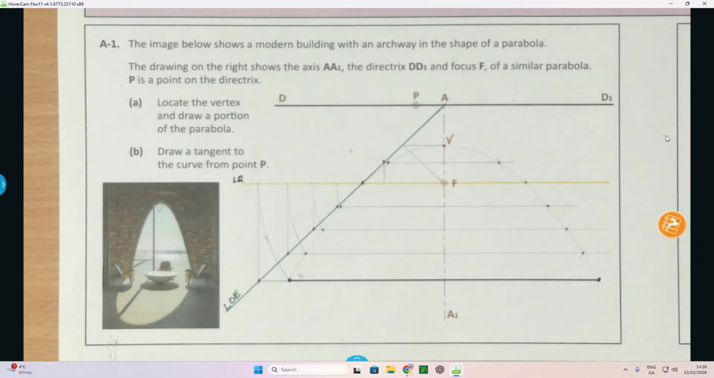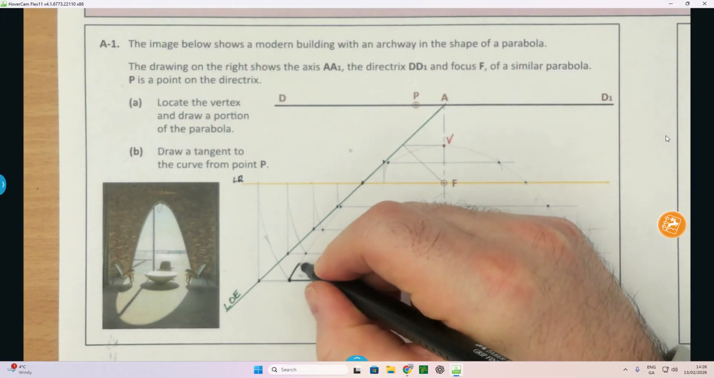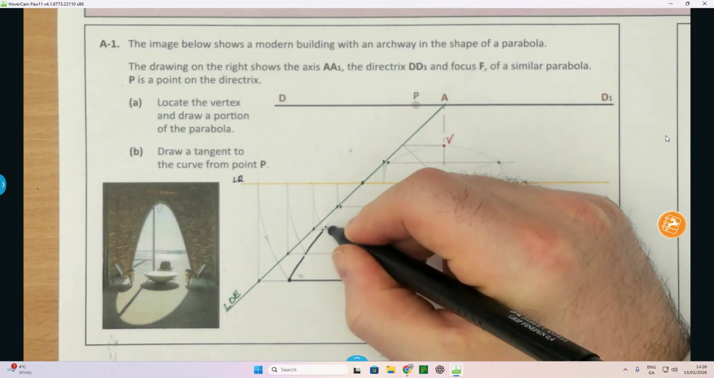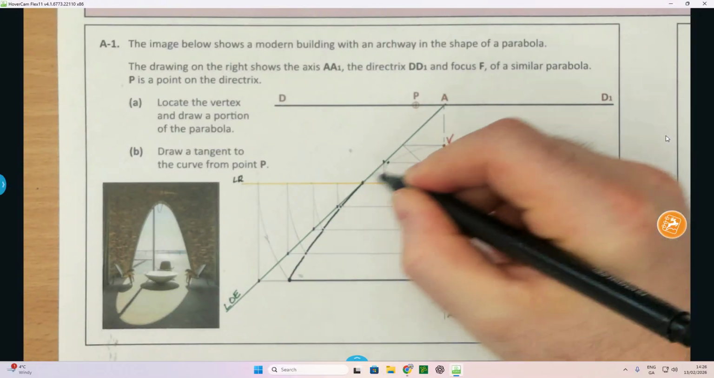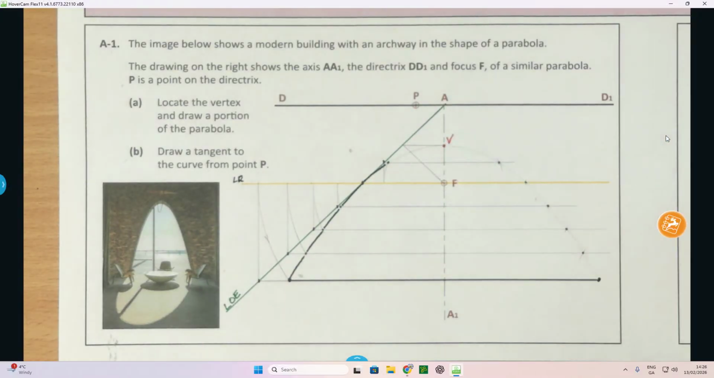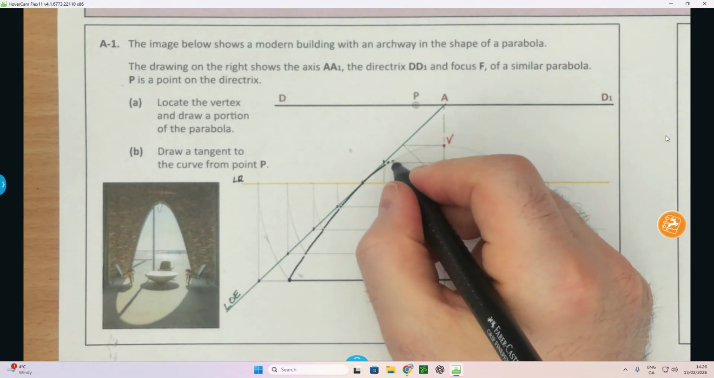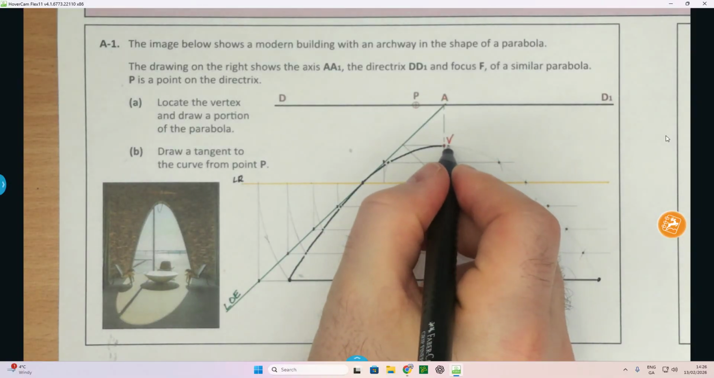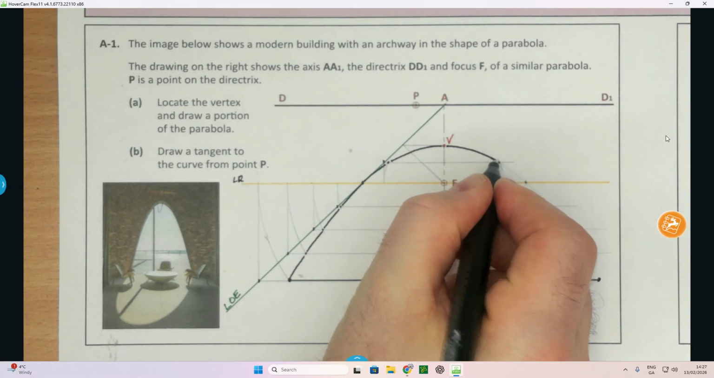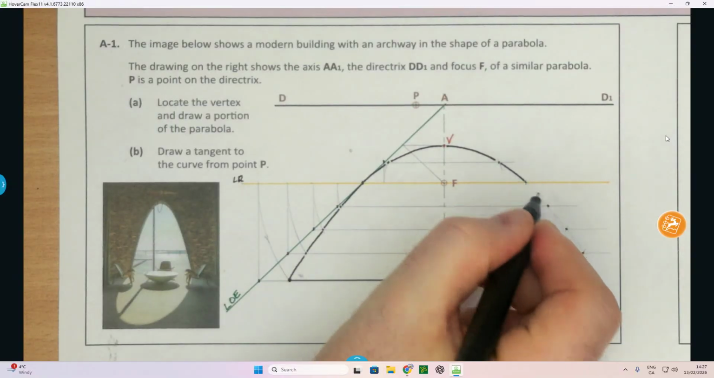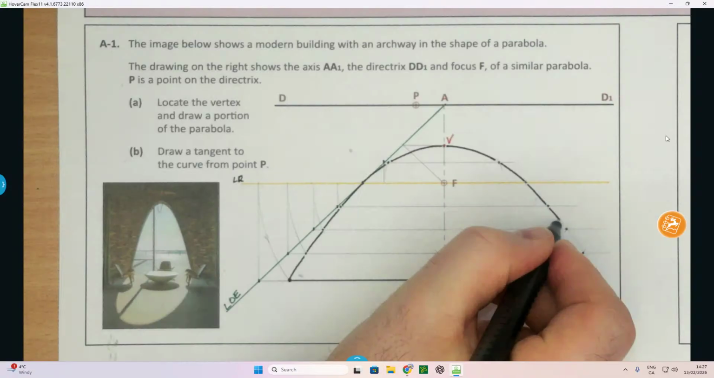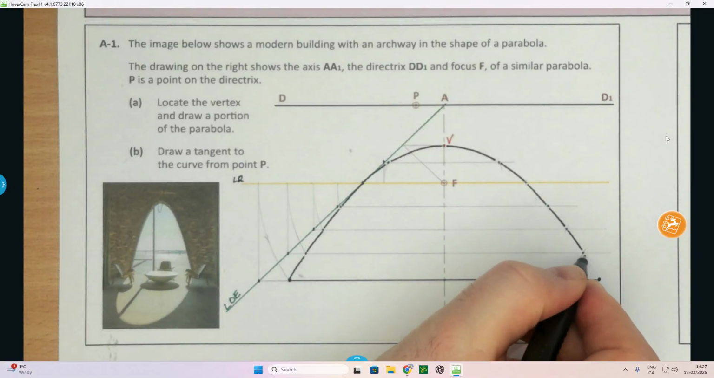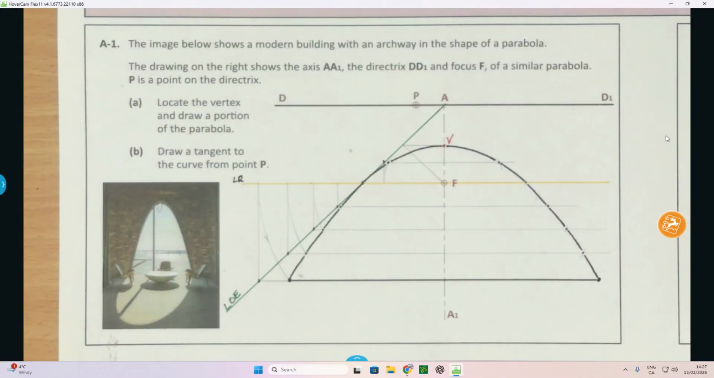So now that I've got my points, I'll sketch the curve in as best I can. And there we go. So there is our archway created with our parabolic curve. That's part A of the question done.